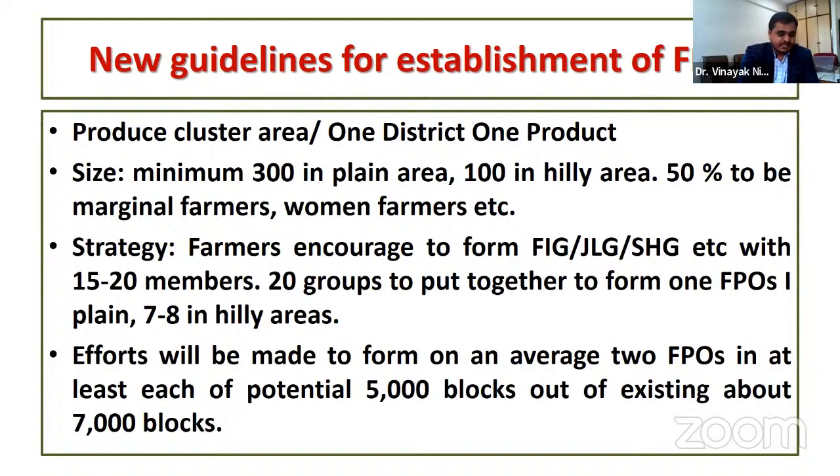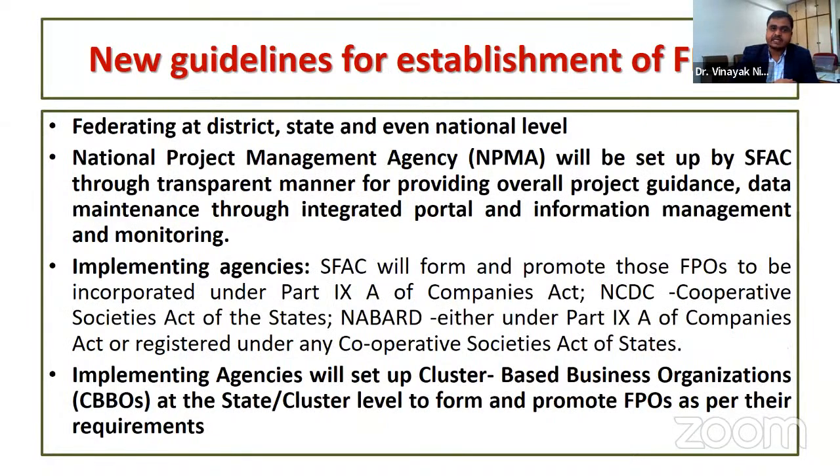As for strategy, they are saying that first farmers are encouraged to form FIGs, joint liability groups, self-help groups, farmers interest groups. And from 15 to 20 such groups, they can form one farmer producers organization, either a cooperative or a farmer producers company. And government says that efforts are being made to form at least 2 FPOs under this scheme at each block. Of the potential 5,000 agriculture blocks, we can say 2 FPOs per block. Government has set the target.